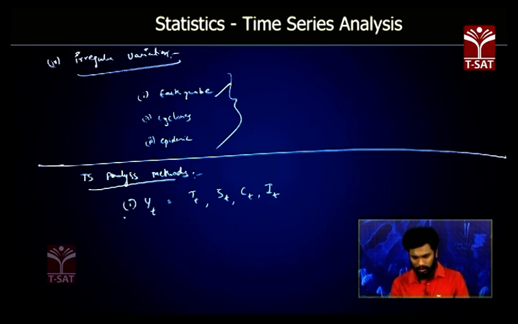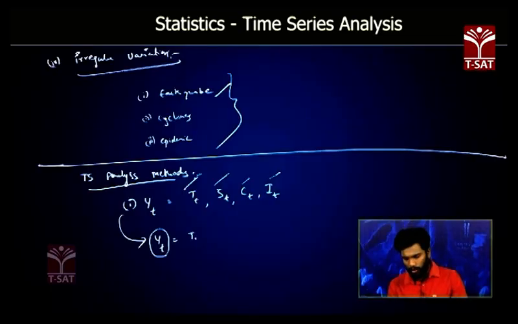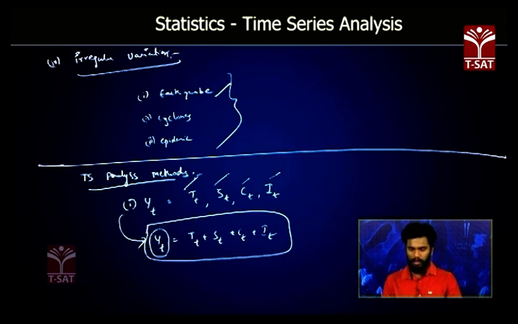Now we have 2 processes for analyzing the time series. The first thing is, what we assume is each and every effect, that trend effect or seasonal effect or cyclic effect or irregular effect, they all act independently on YT. Then we go for the additive model. We'll add all the effects and we'll write like this: YT is equal to trend plus seasonal variation plus cyclic variations plus irregular variations. This is nothing but the additive model of the time series.